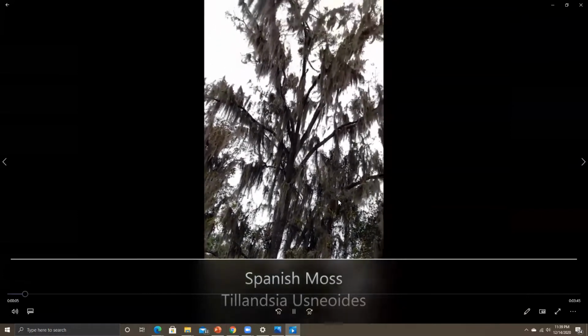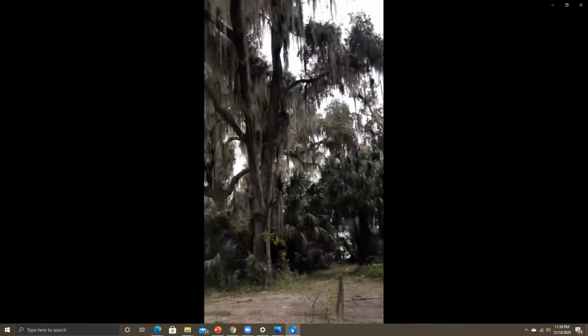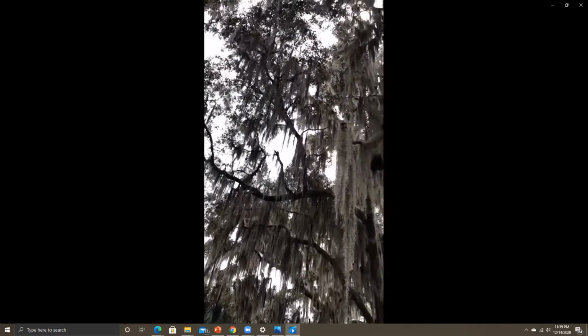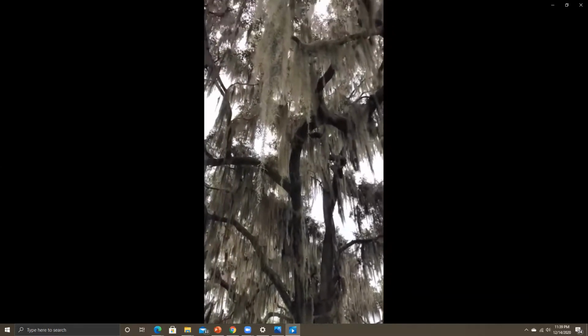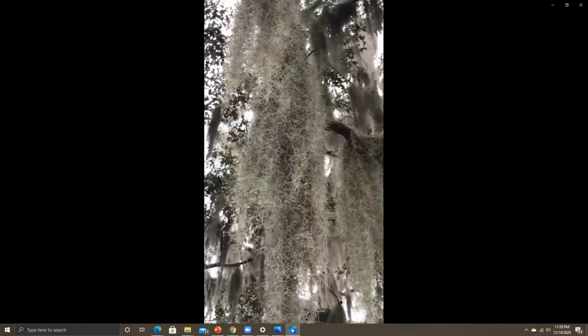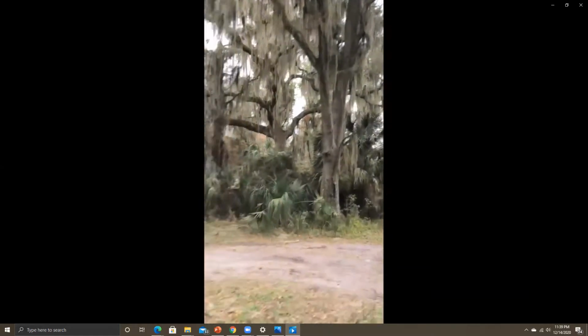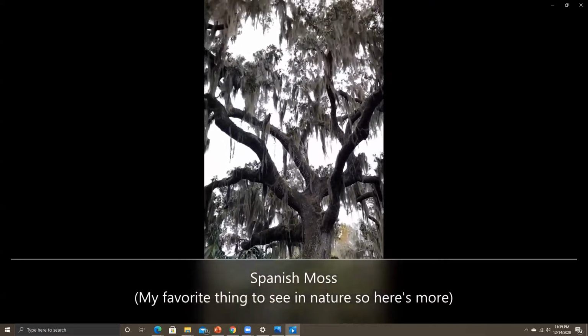This is Spanish moss. This whole area was covered with Spanish moss, and that's my truck, by the way. It's my favorite part about going into the woods and seeing Spanish moss all over the place. Get a closer look up at it. More.